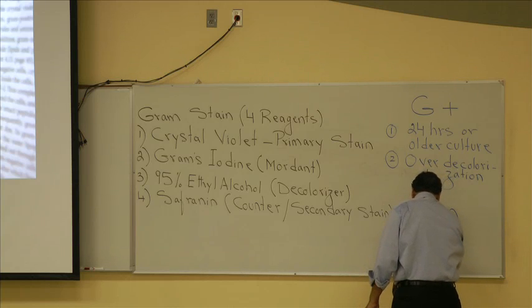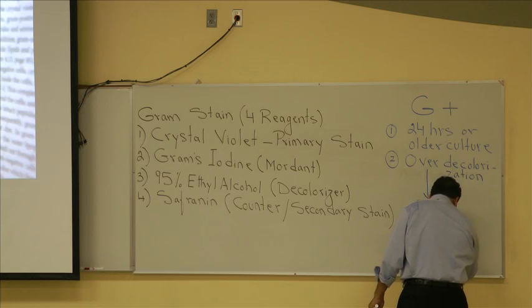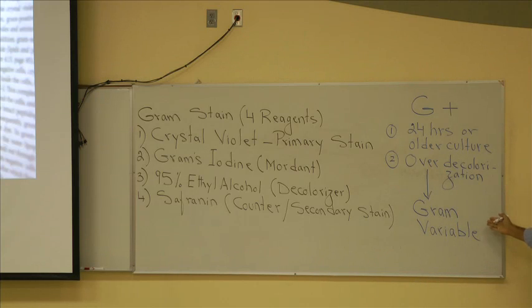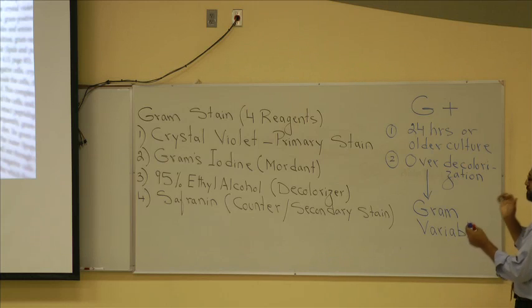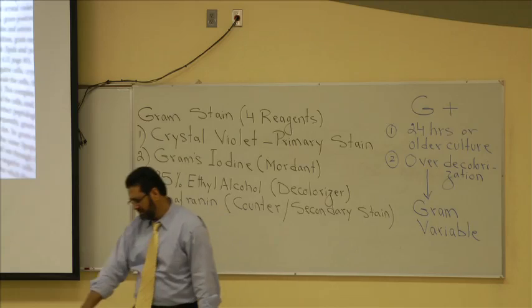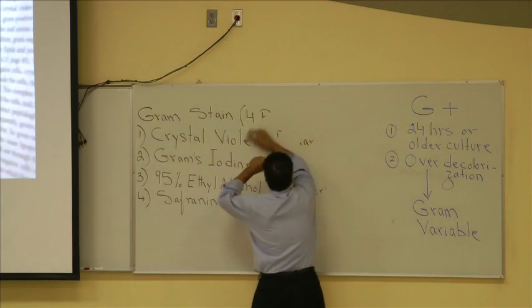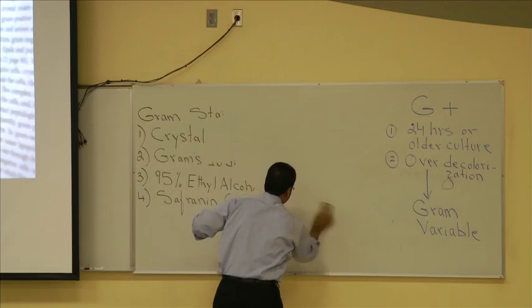Gram variable. Gram-variable bacteria are gram-positive bacteria that are supposed to be purple, but they appear pink because of old age or over-decolorization. Now let's look at the principle quickly. I'm going to take a couple of extra minutes. I don't want to wait until next time.